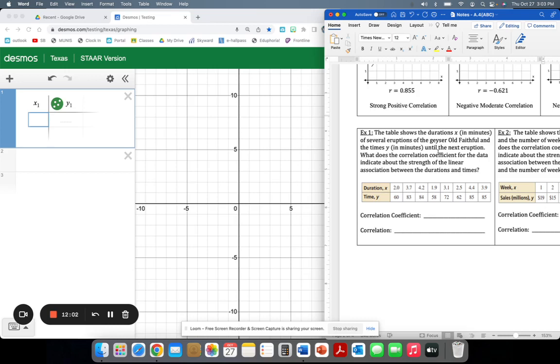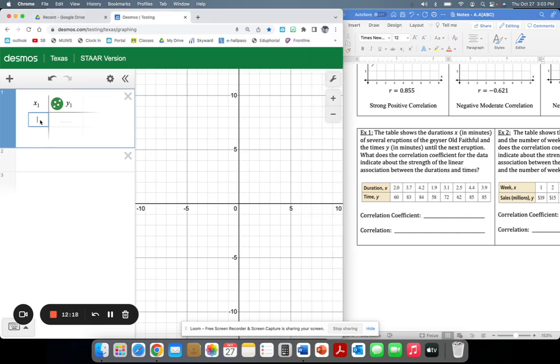What does the correlation coefficient for the data indicate about the strength of a linear association between the durations and the time? I have to figure out the correlation coefficient, and I have to describe what kind of correlation it is. The first thing I'm going to do is find that R value using my calculator.